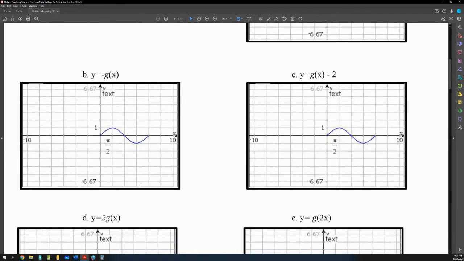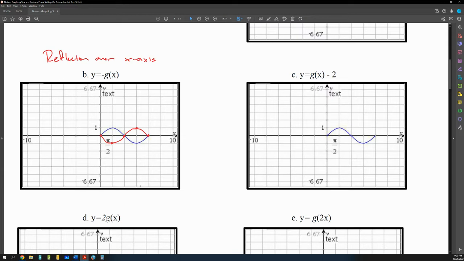For letter B, we have negative g of x, so this is going to be a reflection over the x-axis. And so that means that all of our y values are going to be flipped from positive to negative and negative to positive. Our zeros are still zeros, because 0 doesn't have a sign. It's not positive nor negative. All right, so we have this graph here.